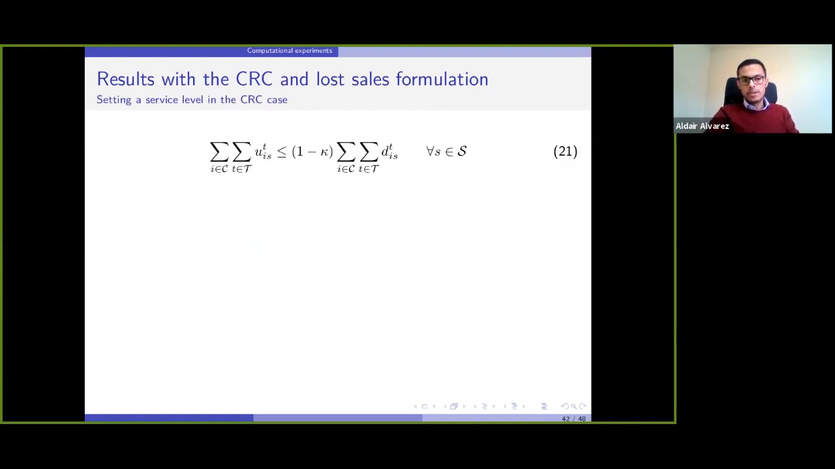And finally, for this insights part, given this capacity reservation contract case, we can also impose a service level indicating the maximum quantity of lost sales that we allow for each scenario. So we impose an upper bound on the total amount that we do not satisfy, given this kappa value, which says the fraction of the total demand of the scenario that we can leave unmet. We did it per scenario, but we could have done it per customer, time period, or customer and scenario, and so on. But this is the case that we applied here.